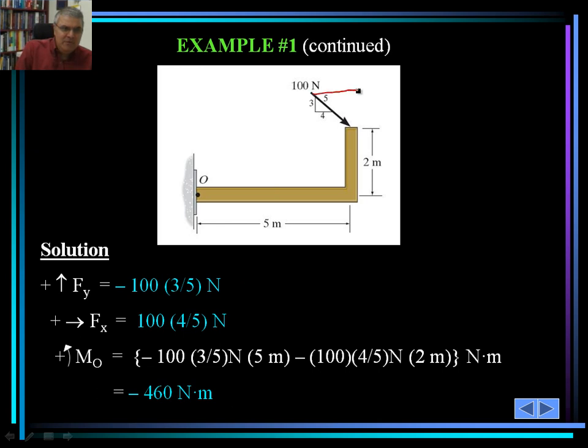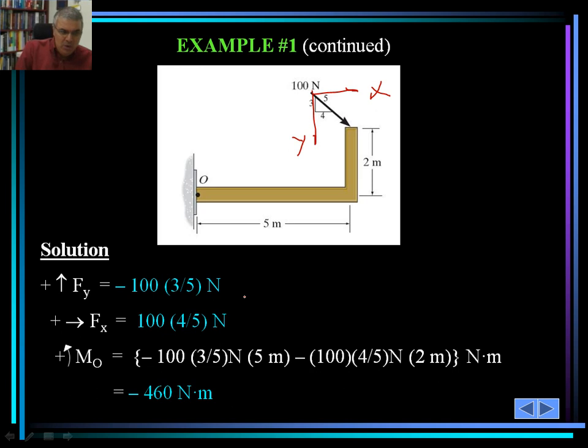Here's the x component. This is the y component. This is y. This is x. They are perpendicular. This is the vector. This is the direction of the components of x and y. So for the x direction, it will be 100 times 4/5 of that.